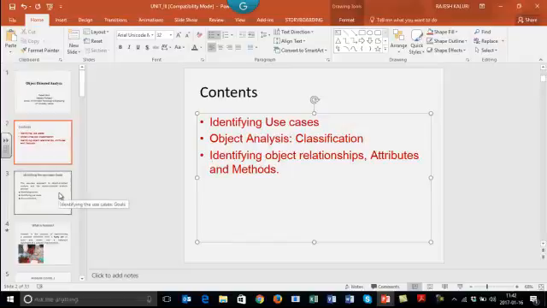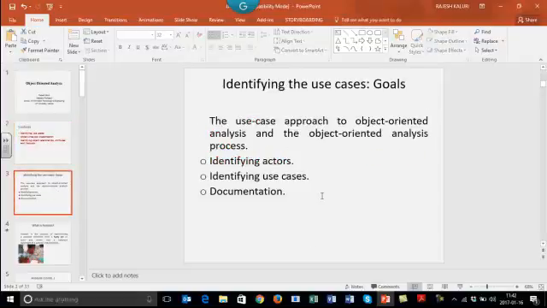So the first point is identifying use cases. What are the major goals in identifying use cases? If you look at the process here, the first thing we need to do is identify the actors along with the use cases, and then later on we have to apply documentation for both the use cases and actors whichever we have identified. So I'll just tell you an example with respect to the analysis.